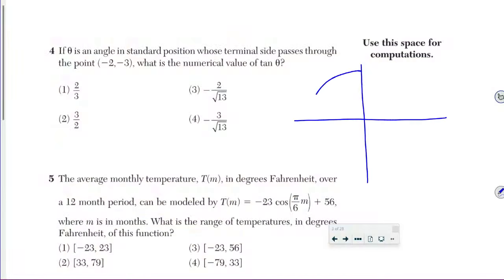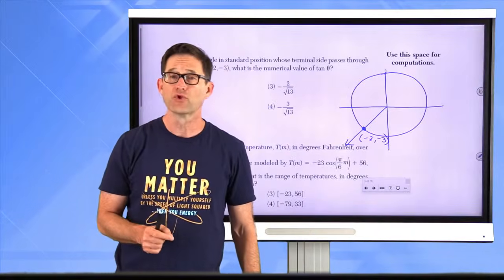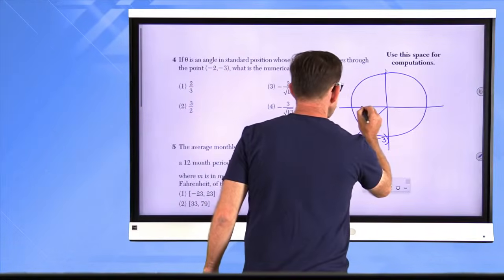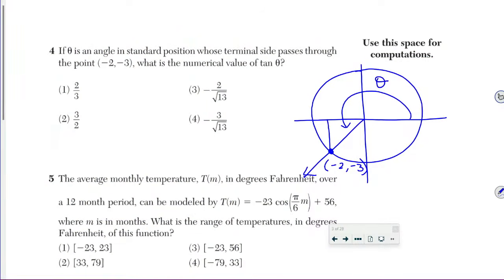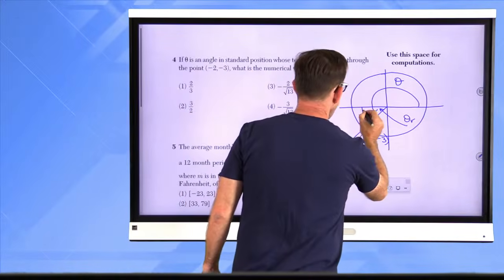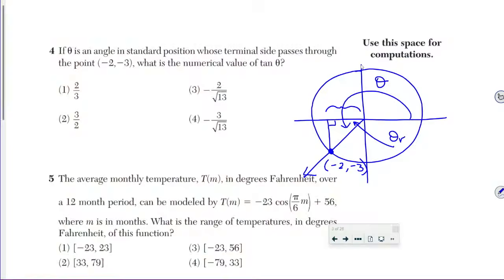If I sort of put myself on a circle like this, and I end up with this terminal ray that goes through the circle, and specifically passes through the point (-2, -3), I can still think about this the way I've thought all the way through trig, which is that really what I have is a right triangle. This entire angle is my theta, but this angle just down in here is my reference angle, theta sub r. And what we now have is a right triangle where we've got a base equal to -2, and a height equal to -3.